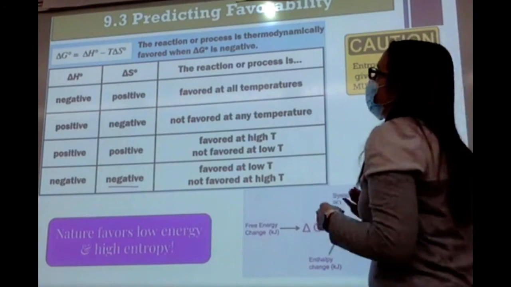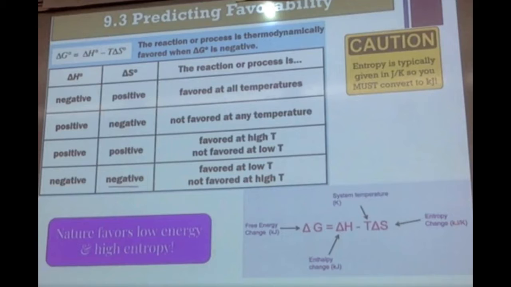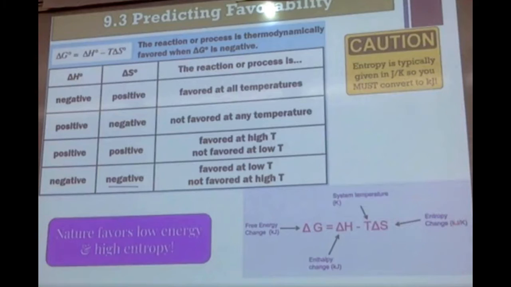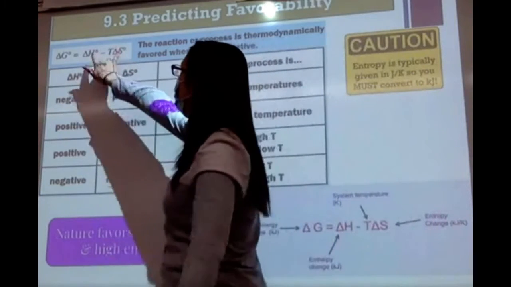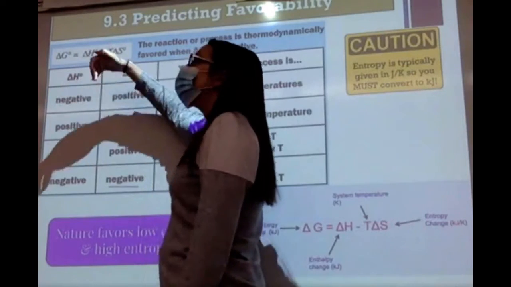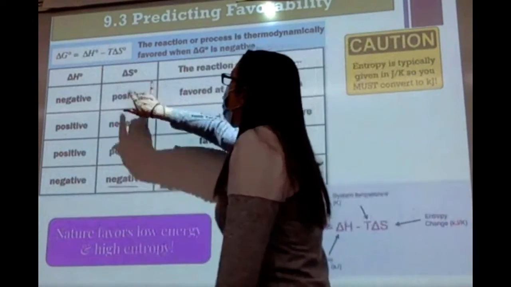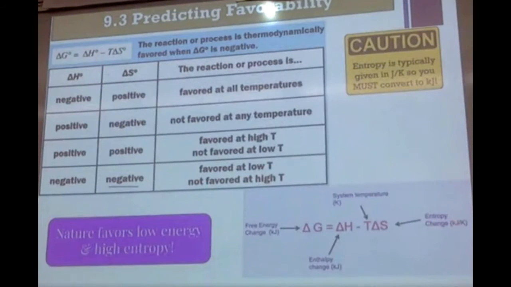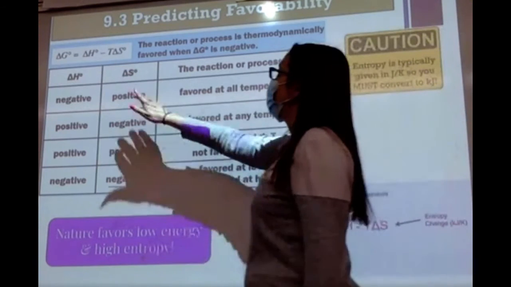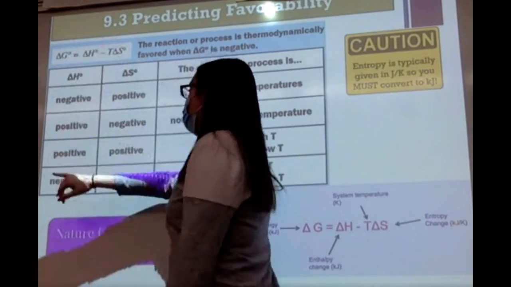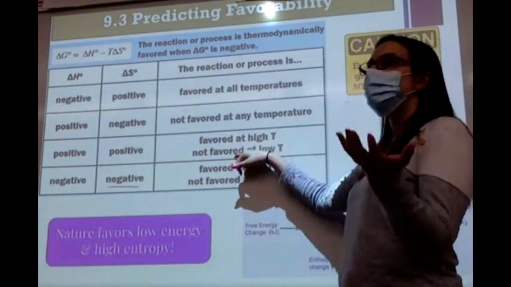Now, if delta H and delta S are the same sign, then as temperature changes, favorability changes. When they're both positive, think: as I increase temperature, what will eventually happen? If they're both positive, remember delta S is normally a really small number because we have to convert to kilojoules. So at a low temperature, T delta S is going to be a really small number, so this will remain positive, and delta G will remain positive. So at low temperatures, it's not favored.